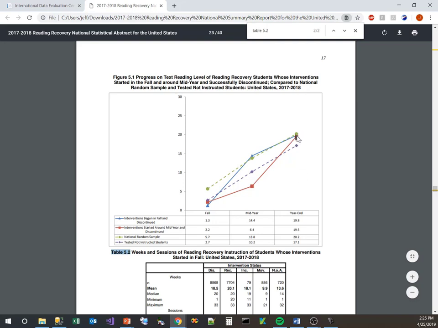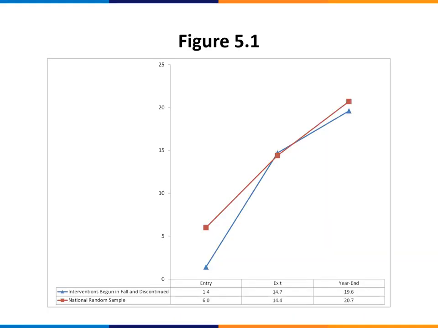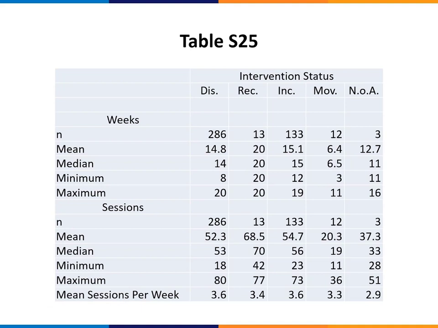Not much of a gap, but they pretty much stay with the random sample there. All right, let's go look at our next data. Table S25. Oh, I forgot to say what is table S25. I think this is second round kids.